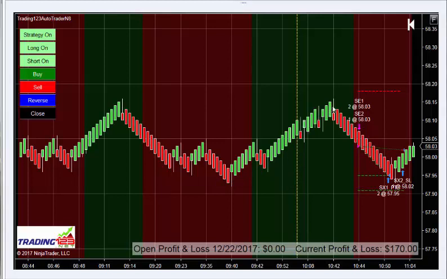Took a while to get moving, as you see. 10 o'clock to 10:40, it hardly moved 10 ticks. So we're waiting for the trend reversal, to catch the next leg down, and that's exactly what happened. And in this trade, we had a $200 profit goal. We got out with 170. We bank it. We call it a day.